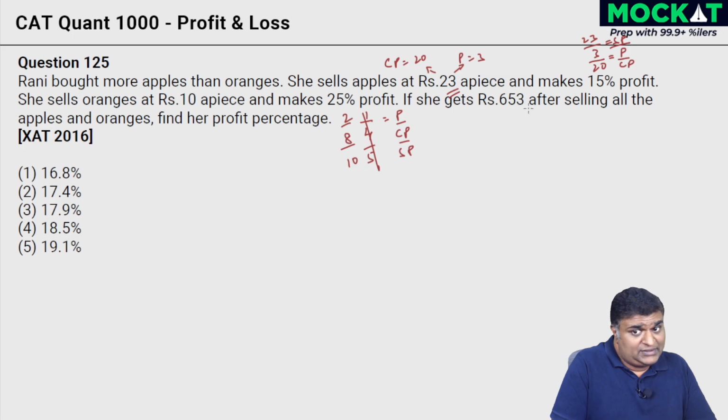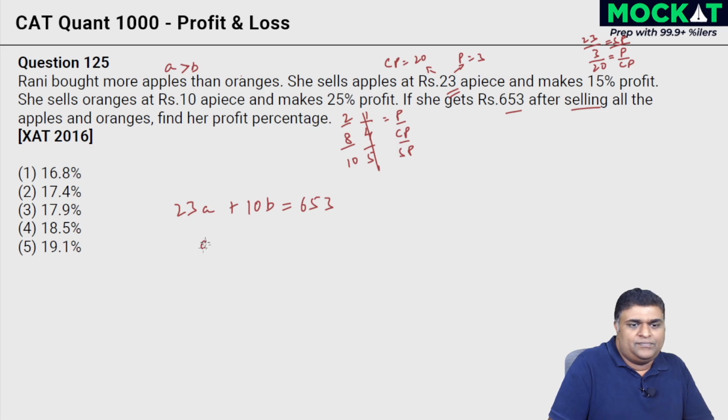If she gets 653 after selling all the apples and oranges, find the profit percentage. Now, 653 is the selling price, right? So what is the overall scenario? I have 23 a piece for apples, but I don't know how many apples. 23A plus how many oranges? I will use B as the number of oranges, but 10 a piece. 10 is the selling price of an orange, but 10B. And in the first sentence, I was told that A is going to be greater than B. The quantity of apples is more than oranges. Now 23A plus 10B is what I'm getting, right, which is 653.